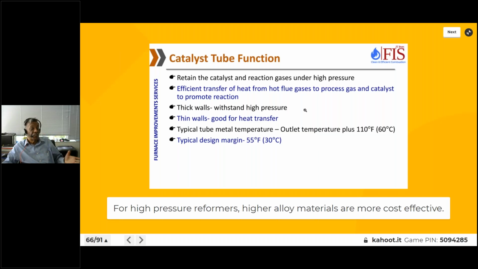So the catalyst tube has a very important function actually. We basically hold the catalyst and gases under high pressure, with efficient heat transfer, and the typical tube metal temperature is generally outlet temperature plus 110 degrees. That's typically the operating tube metal temperature. Typical design margin is about 30 degrees on this temperature what we take.